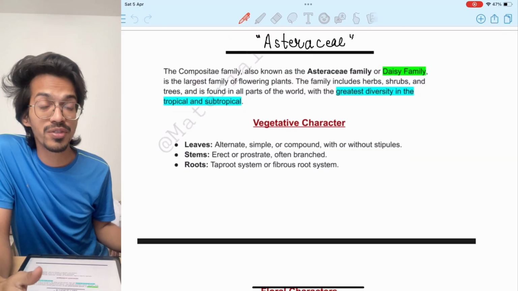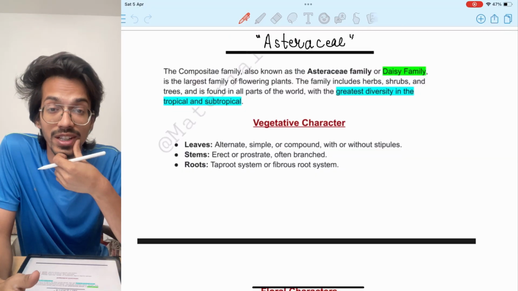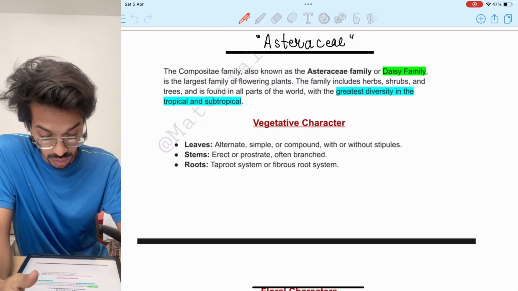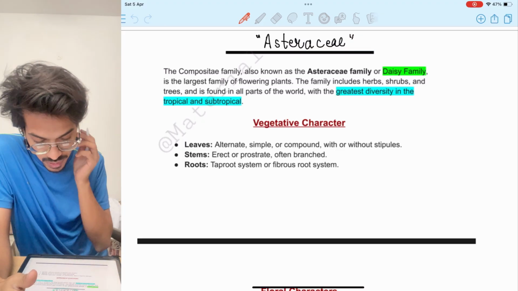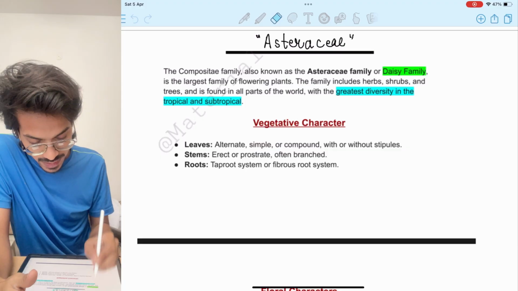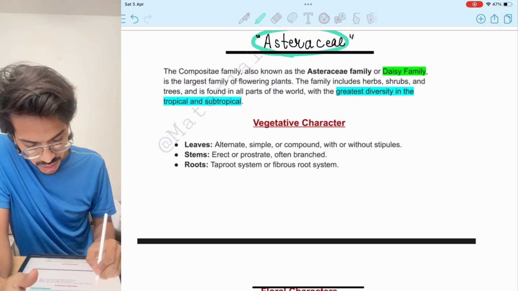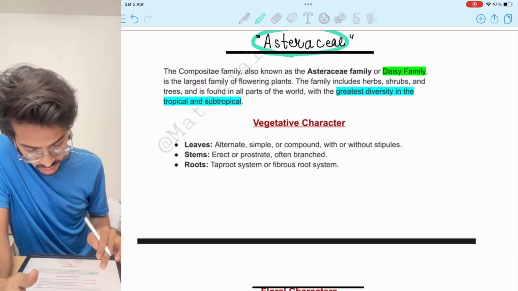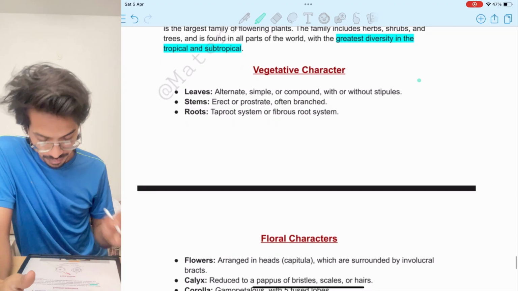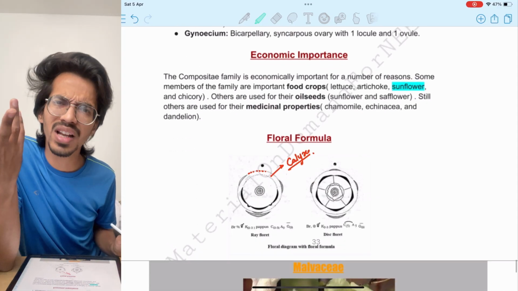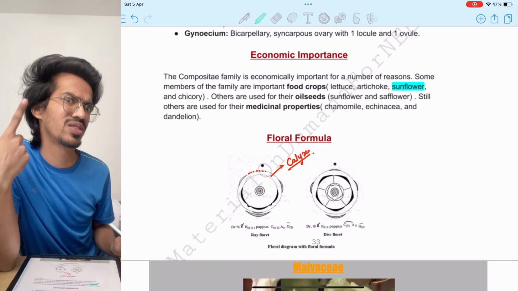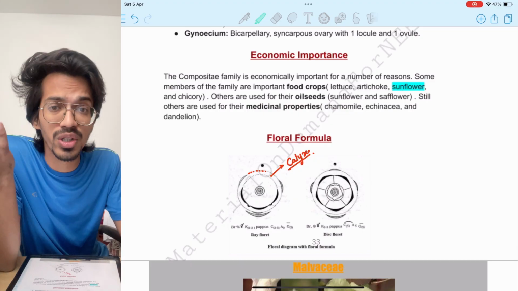The next family which you have to study, which is not given in your NCERT, is Asteraceae, also called the Compositae family. So in Asteraceae or the Compositae family, also called the Daisy family, the basic feature is very easy to remember. The major thing is its floral diagram. Now there are two floral diagrams given for it. Now everyone will ask, why two floral diagrams when there is only one flower? But that's the beauty of this.